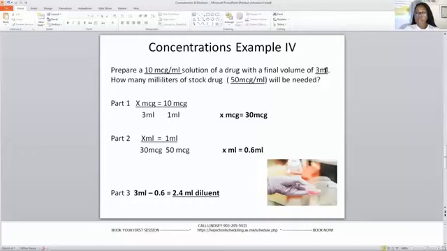Now we're going to go back and look at our final volume, which is our total part. Lindsay, how do you know that it's our total part? Because it says prepare a 10 microgram per mL solution of a drug with a final volume of 3 mL. Final, right? So that's our total. We come on down here. We're going to subtract it by the concentrate, which is 0.6. We get 2.4 diluent. 2.4 diluent.